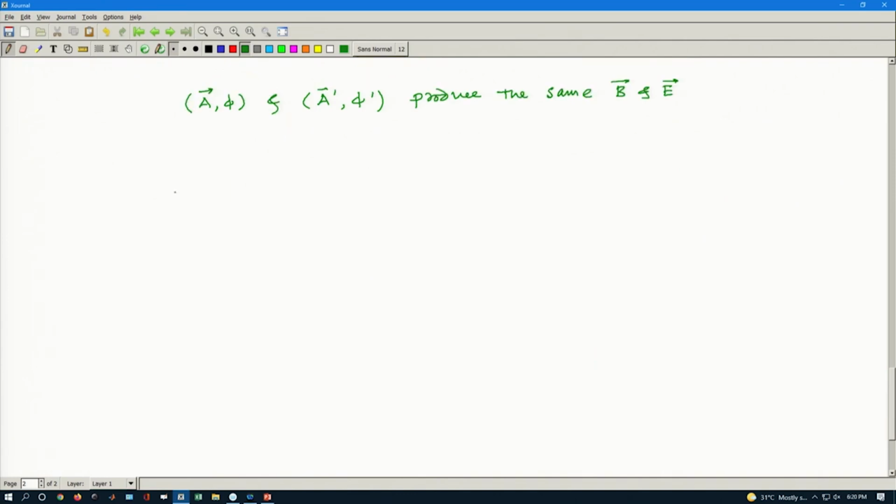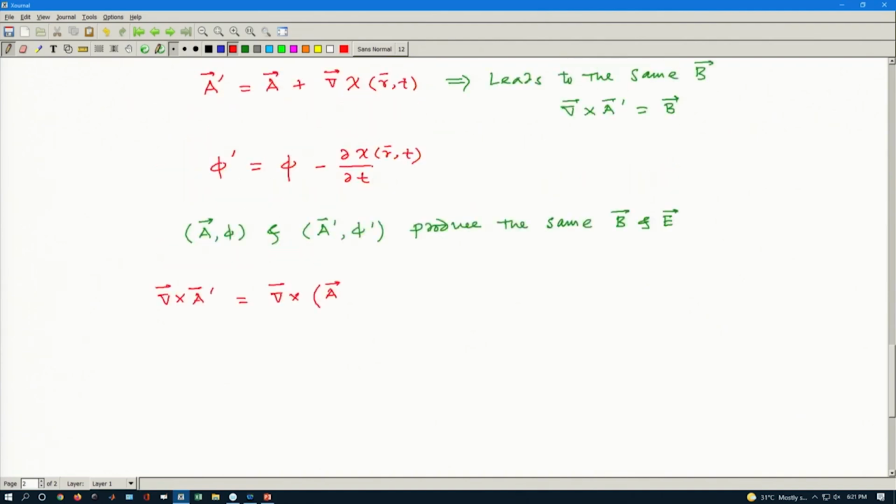So, if I make curl of A, so that we already did earlier. So, if I make curl of A prime, it should be curl of A plus gradient of this, and that is eventually curl of A plus 0, because gradient of something, if I took a curl over that, it should be 0, and that is nothing but my B. Okay, so, A prime is producing the old B.